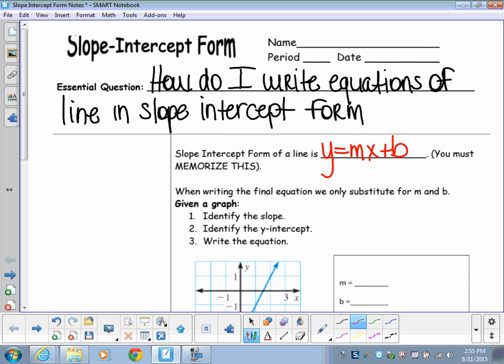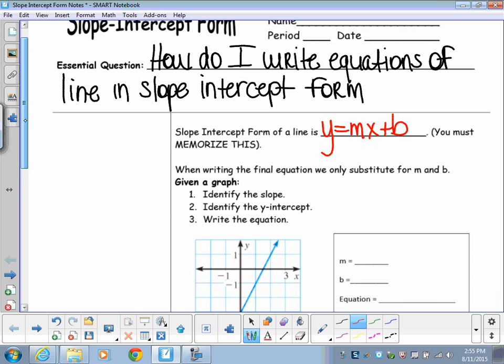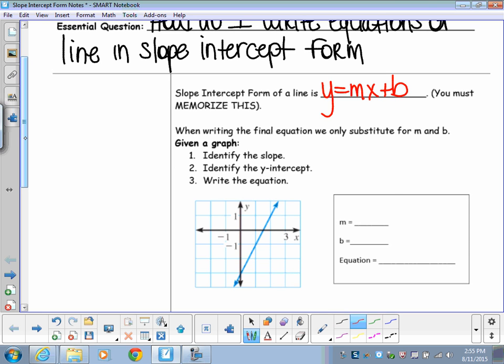When writing the final equation, we only substitute for m and b. What we're going to work with today, ladies and gentlemen, is writing slope-intercept form when you're given a graph, when you're given two ordered pairs, and when you're given one ordered pair and your slope. When writing the final equation, we only substitute for m and b.